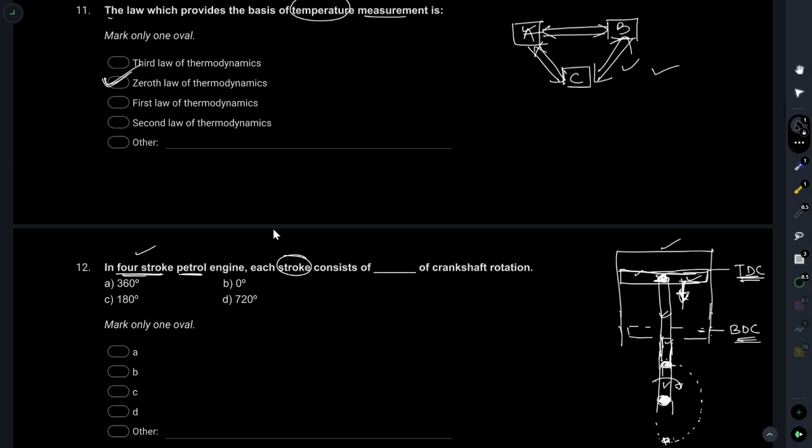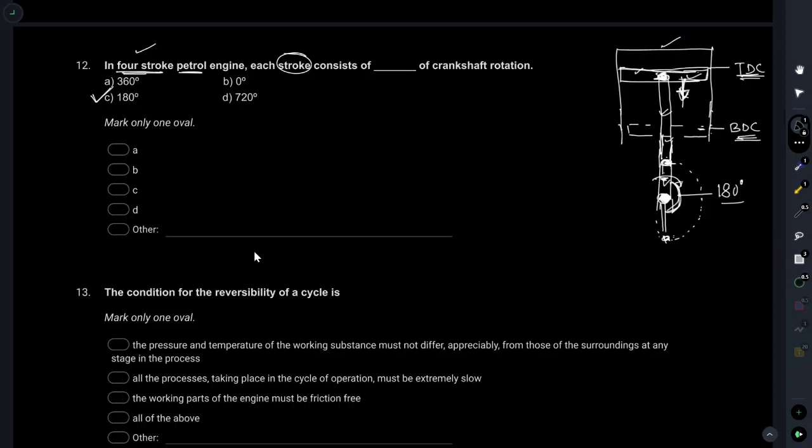During one stroke, that means during one movement of the piston from one dead center to another dead center, our crank has done this particular movement. That means the rotation has gone up to this limit, right? The crank has moved from this point to this point. So our question is to find this angle: how much angle has our crankshaft been rotated? What is this angle? This is nothing but 180 degrees. So option C will be the correct answer. Moving further.